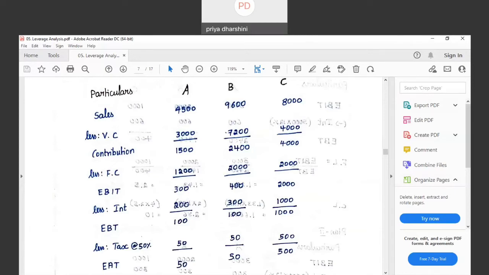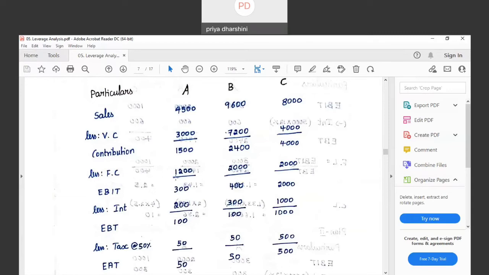After finding EBIT, coming to operating leverage. What is operating leverage? It is given as 4:1. How do you measure operating leverage? Contribution by EBIT. Contribution is 4, EBIT is 1. That is why you get 4:1 as operating leverage. Contribution by EBIT is 4:1, which means contribution is 4 times EBIT. Are you able to understand? When EBIT is 1, contribution is 4, which means in between fixed cost will be 3.